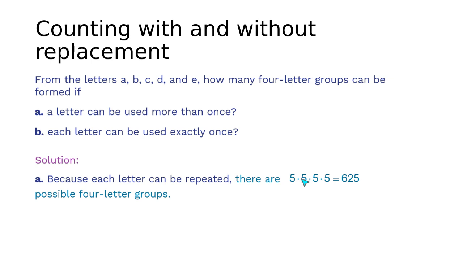In the second position, we can still choose from all of these. So that's going to be 5. And then from the third position, we can still use all of them. So then that's 5. And then our fourth one, we can choose from all of them again. So the number of possible 4-letter groups would be 5 times 5 times 5 times 5, which is going to be 625 possible 4-letter groups. Okay.